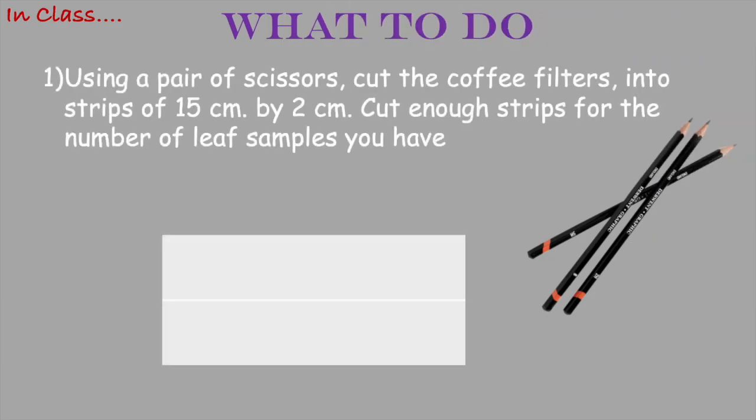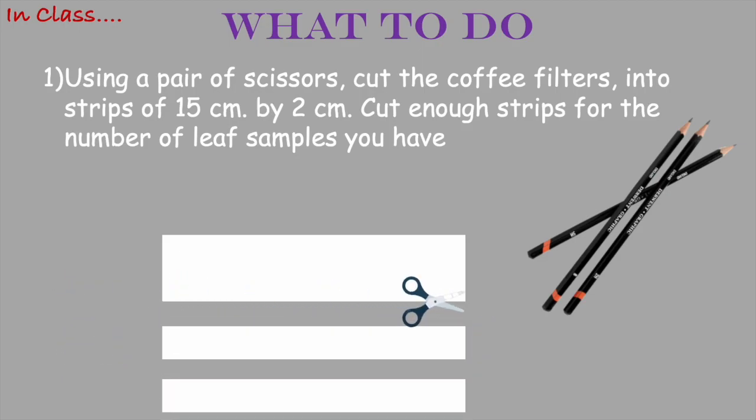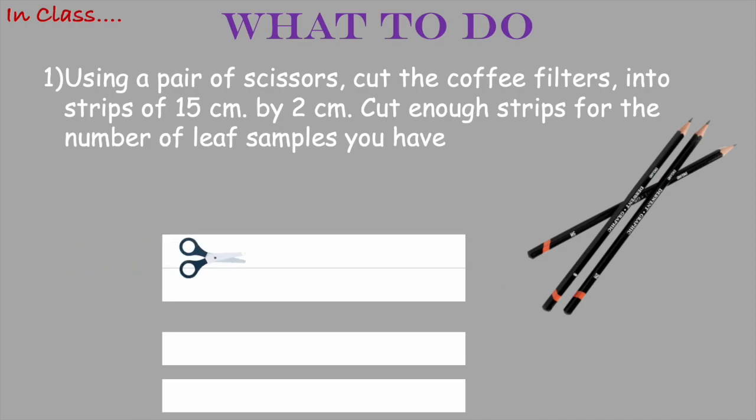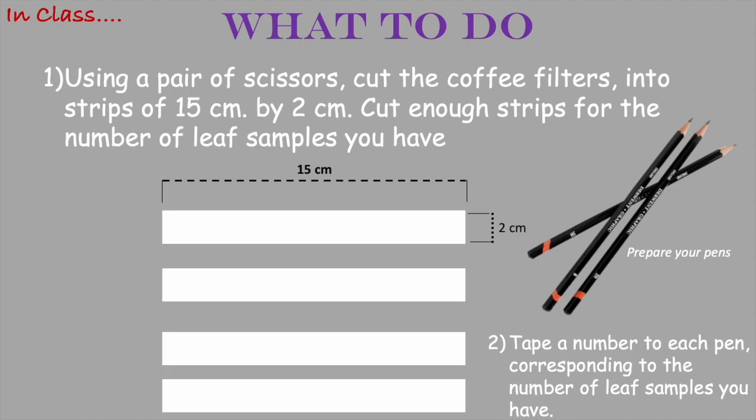In class, using a pair of scissors, cut the coffee filters into strips of 15 centimeters by 2 centimeters. Cut enough strips for the number of leaf samples you have. Next is preparing your pens. Tape a number to each pen, corresponding to the number of leaf samples you have.